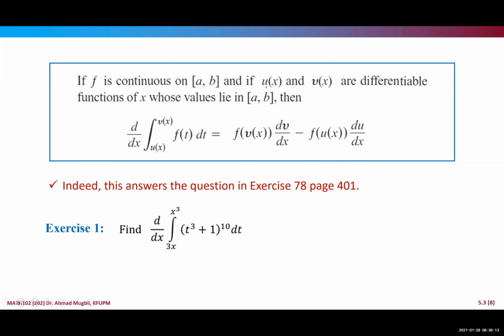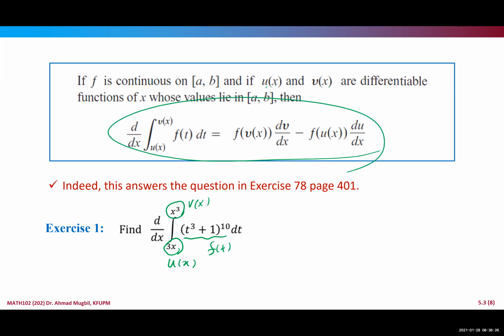What you will do now, Shabab? This is u of x. This is v of x. This is f of t. So it is a direct application of the Leibniz rule. Okay, so this will be what, Shabab? This will be equal to: you bring this function here, but instead of t, what will we put here, Shabab? x to the power 9.